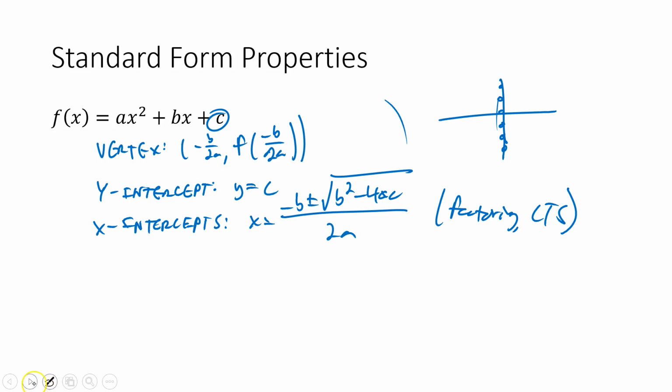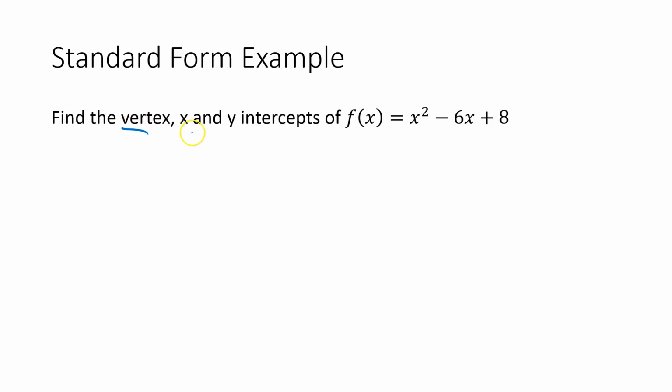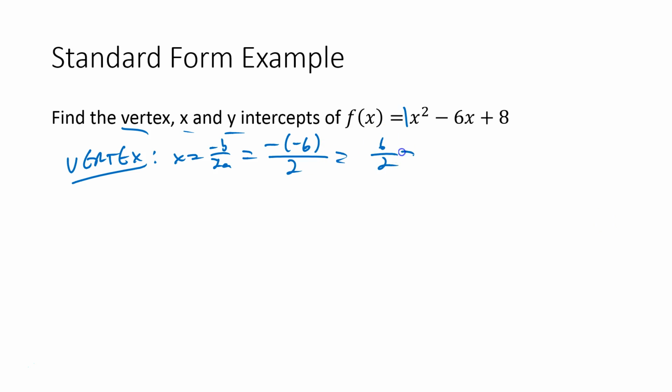Let's take a look at an example of a standard form problem. So we're going to find the vertex, the x-intercepts, and the y-intercept of this equation, x squared minus 6x plus 8. So let's start with the vertex. We know the vertex, based on our formula, the x-coordinate is going to be negative b over 2a. So let's do that with this problem. So b is negative 6. So negative negative 6 over 2a, which is just 2 times 1. There's always a 1 out there in front if there's nothing there. And that gives us positive 6 over 2, which is 3. That's the x-coordinate of the vertex.